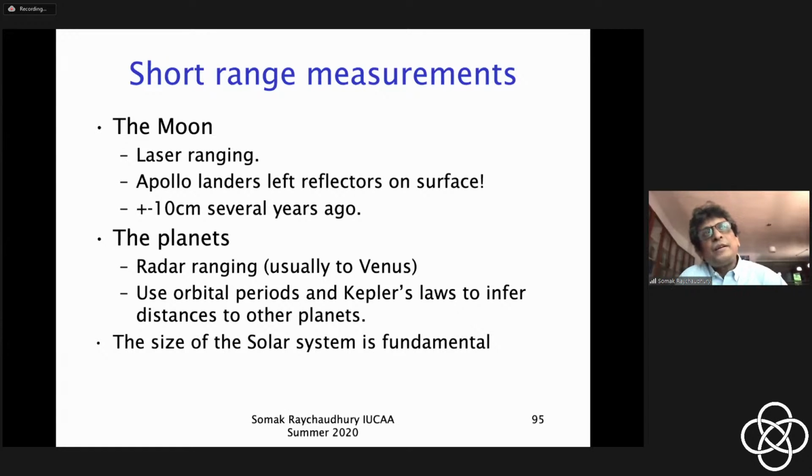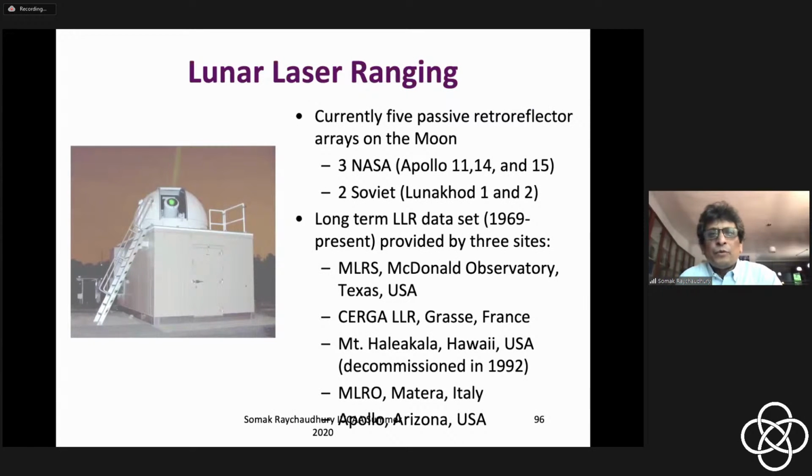Yeah. So here, with the current technology, we can do laser ranging. Okay, so we can actually bounce a laser off the moon, and from the travel time, we can find out how far away the moon is. And this is being done every minute, so that we know the moon's orbit very, very accurately. Okay, so how do we do this? We have about 5 or so arrays on the moon that have been left there, and we have then laser ranging facilities.